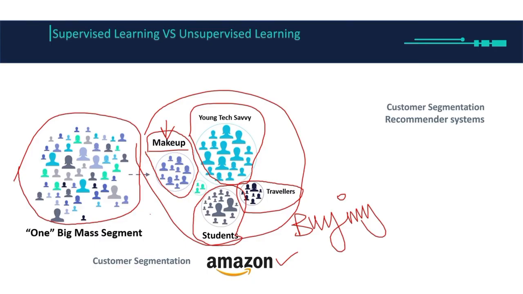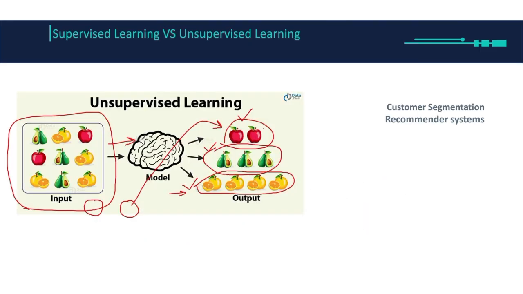So this is a real-life example of customer segmentation, which is what I just explained, called clustering. Here we are clustering them according to their buying behavior, and previously we were clustering them according to their color.